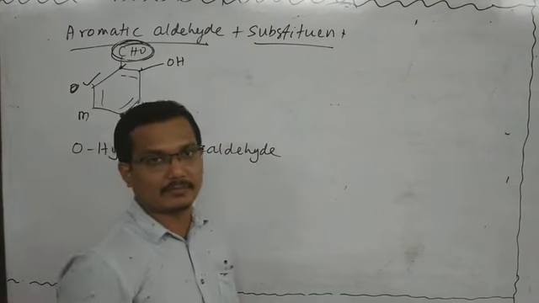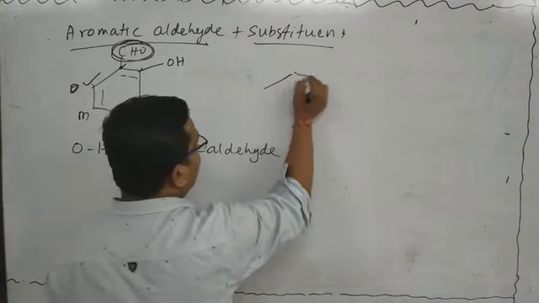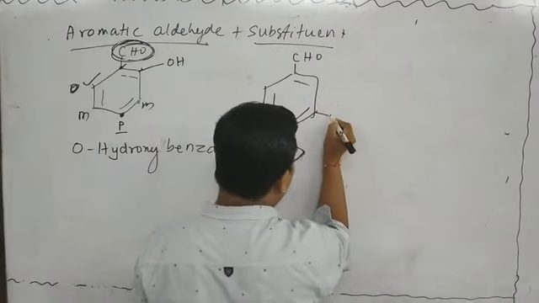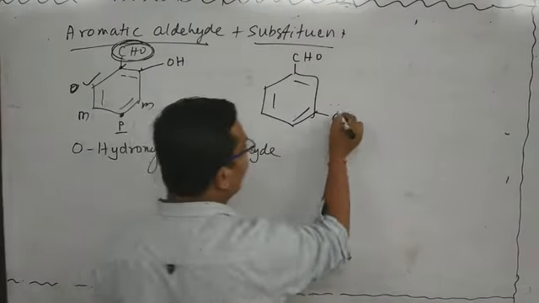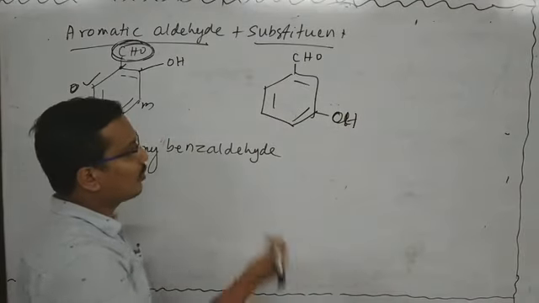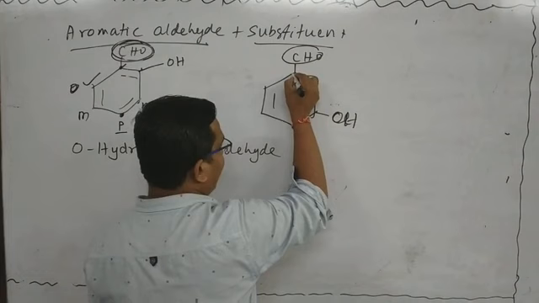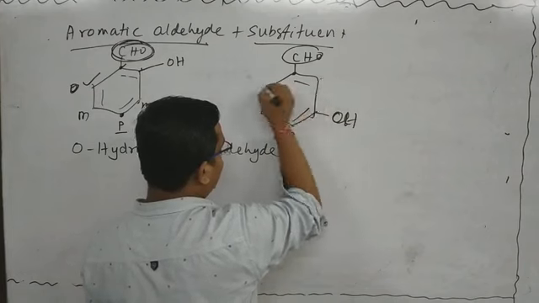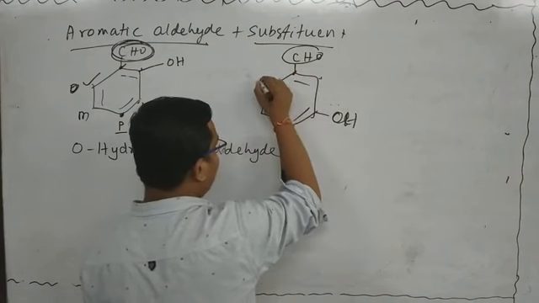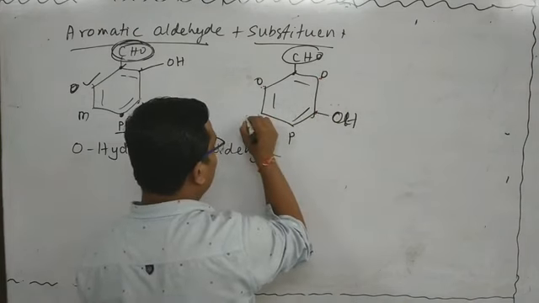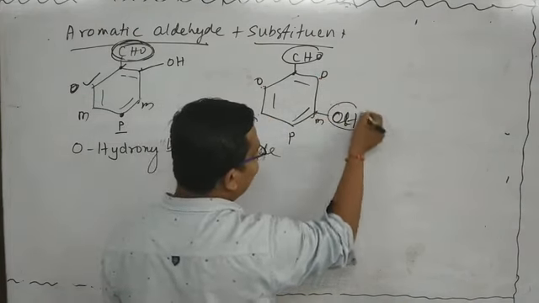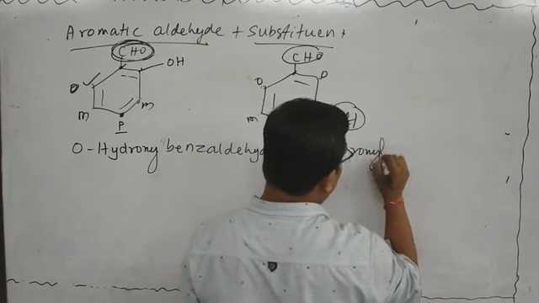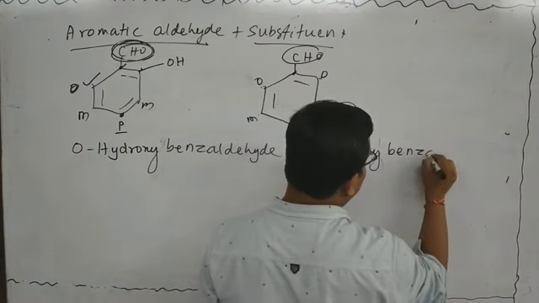That is benzene. Let me discuss another example. CHO. Suppose here just OH is present. Then what will be the name? This is the functional group, and this is the carbon which contains the functional group. The opposite is para. This is the adjacent carbon, that is ortho, and the remaining two are meta. Then the OH is present in the meta position, so we can write meta-hydroxy benzaldehyde.